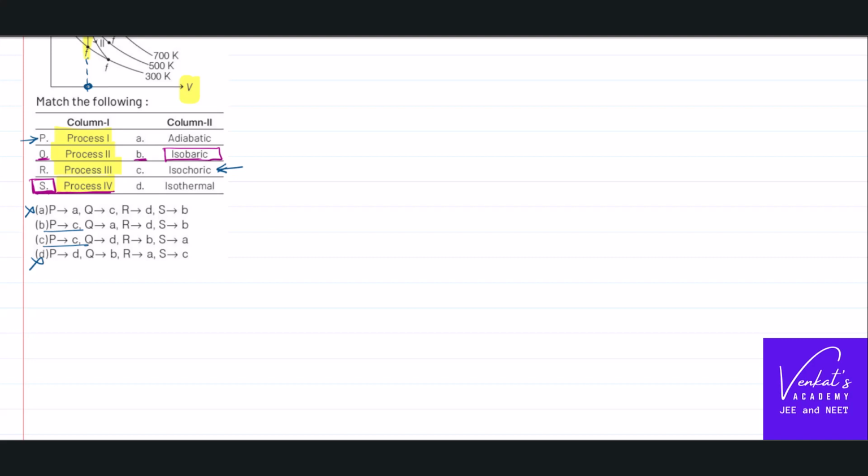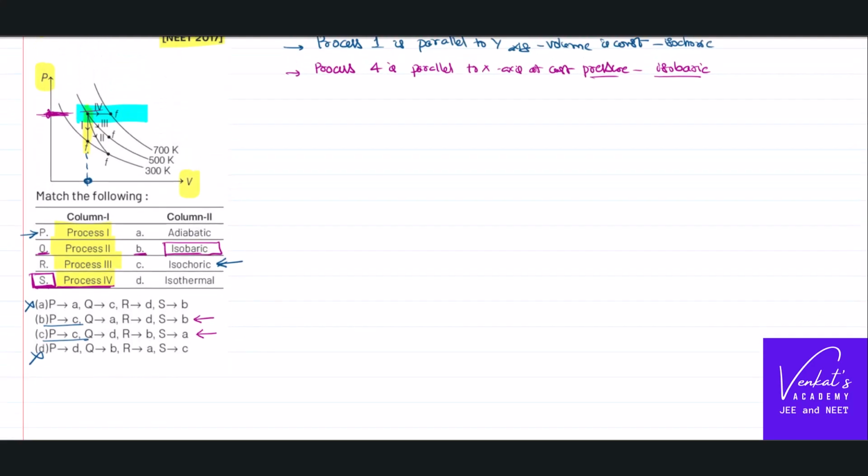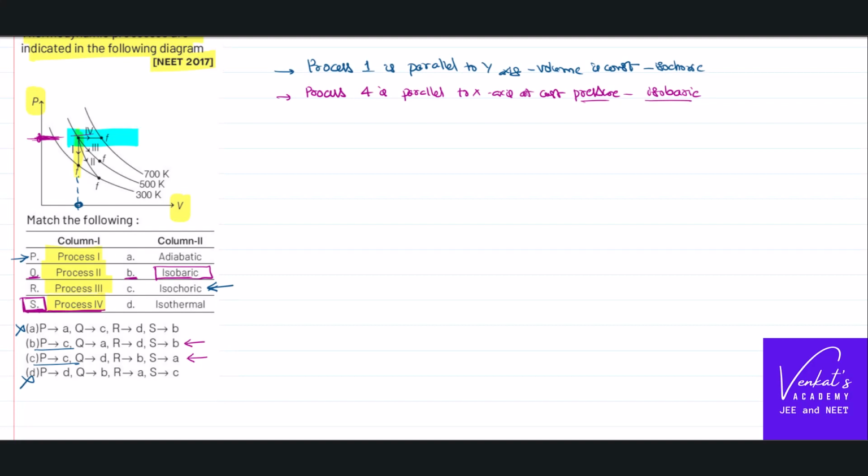So look at these options. Here S belongs to A, here S belongs to B. So S belongs to B is the right answer, because S is process 4, that is parallel to x-axis, that means pressure is constant. Pressure constant means that process is called isobaric. So S must be B, S is not A. So this is also wrong. So option C also has gone wrong. So option B is obviously the right answer. But anyway, you can check with the other two options also.